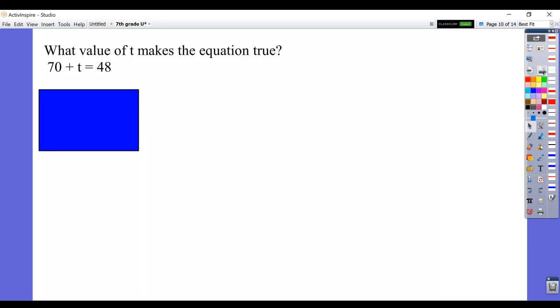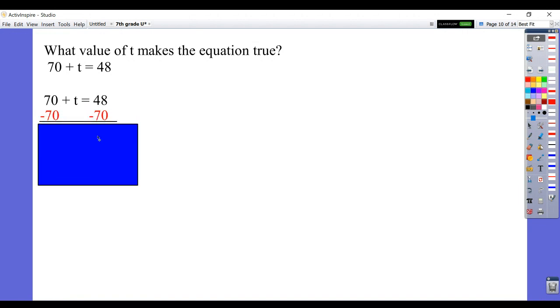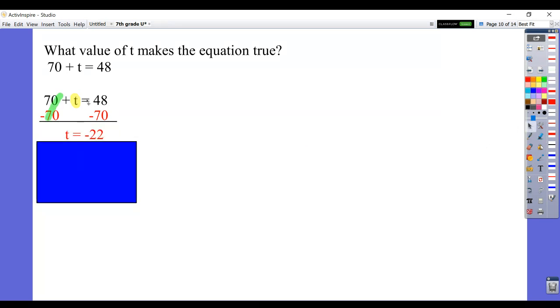What value of T makes this equation true? So 70 plus what value equals 48? And we can set it up as the equation, of course, and subtract 70 from both sides, because again, our goal is to get T by itself. And when you take that 70 minus 70, that will zero out. The T will come down, the equal sign will come down, and 48 minus 70 is a negative 22. So 70 plus negative 22 would equal positive 48.